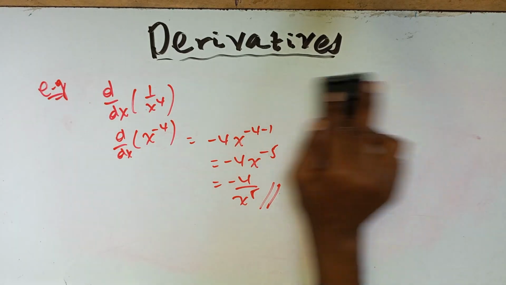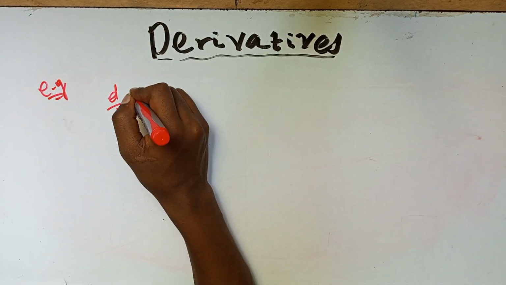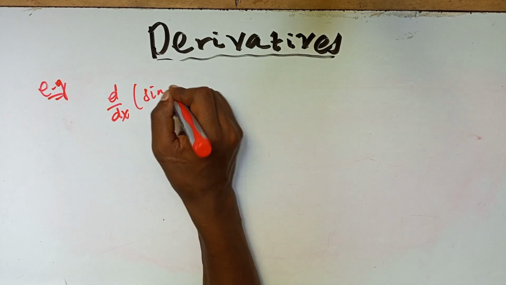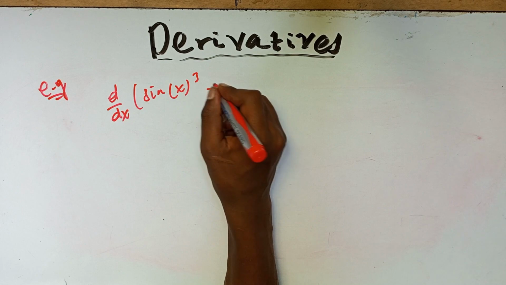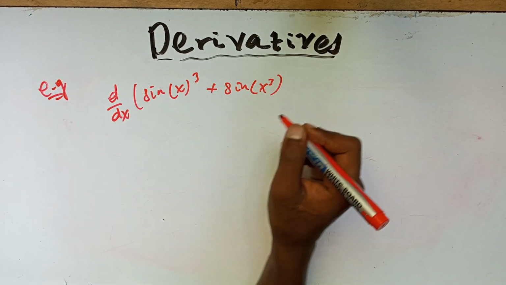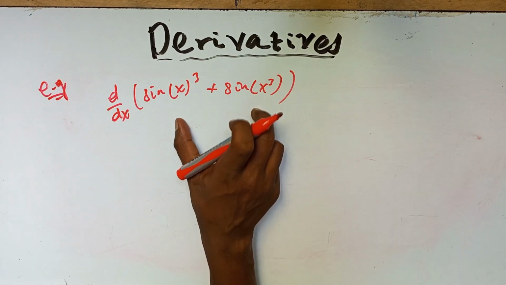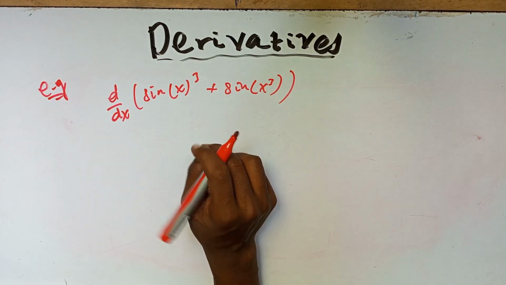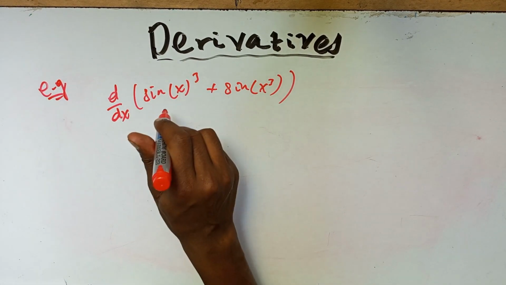So let's take another example. d by dx of sine x cubed plus sine of x cubed. Whenever we have a function that looks like this, we have to remember the chain rule. First we have to derive the whole part and then the inner derivative.